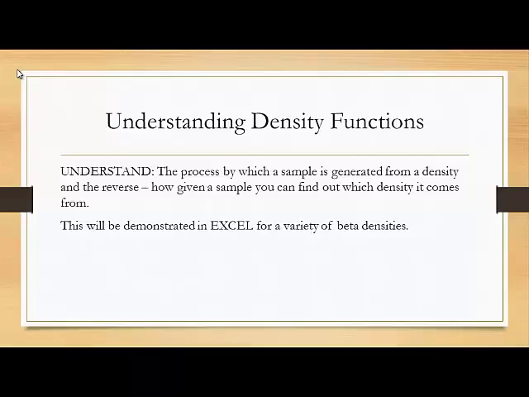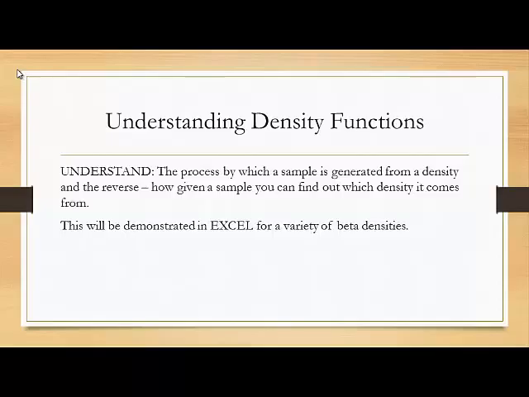Now, what we need to do is to understand density functions. What is a density function? What does it represent? And the process by which you generate a random sample from this density, and the reverse. Given a random sample, how do you learn what density it came from? So this is crucial. This question is at the heart of all of probability and statistics. You have a theoretical distribution, which is the population. You draw a sample from it. If you know the population, what will the sample look like?